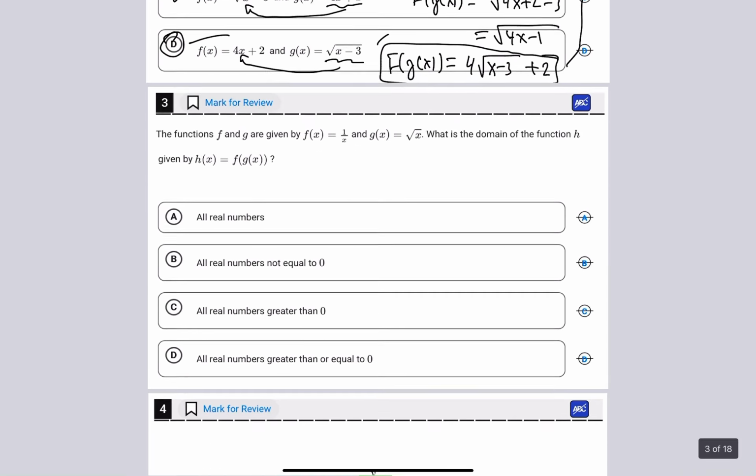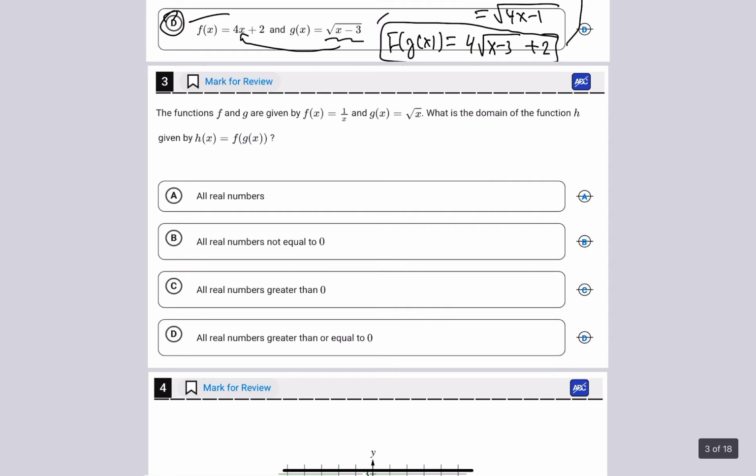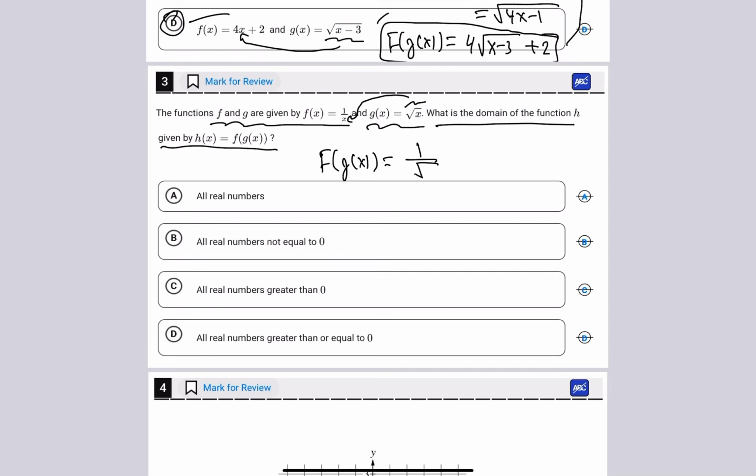Now, moving on to question number 3. The functions f and g are given by f of x equals 1 over x, g of x equals square root of x. What's the domain of the function h given by h of x, which equals f of g of x? Now, in this case, f of g of x is simply plugging in square root of x into x. So it's 1 divided by square root of x. Now what's the domain in this case?